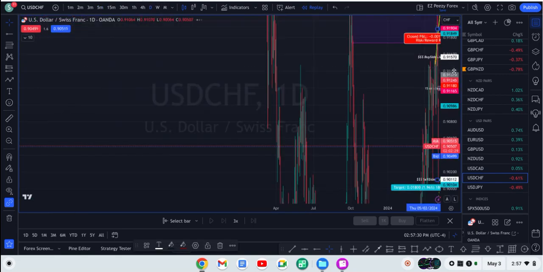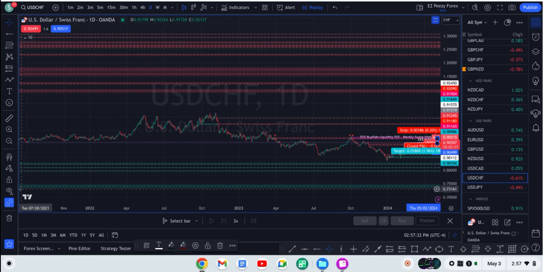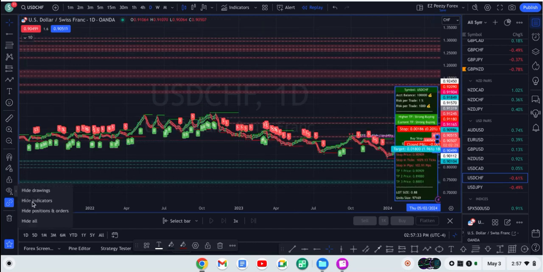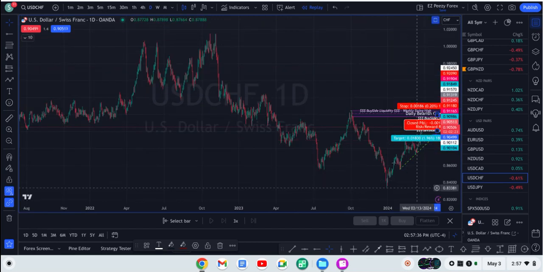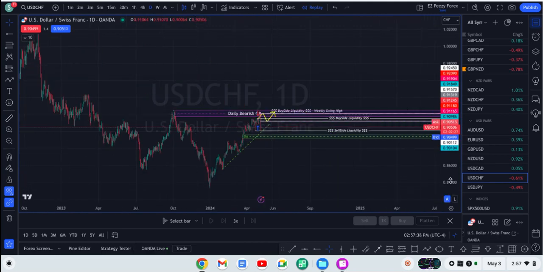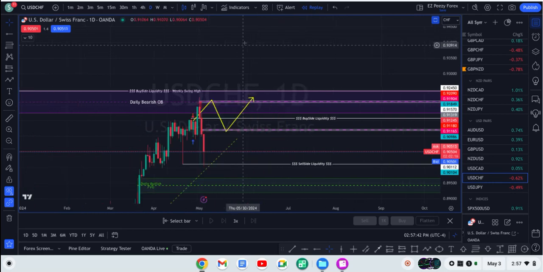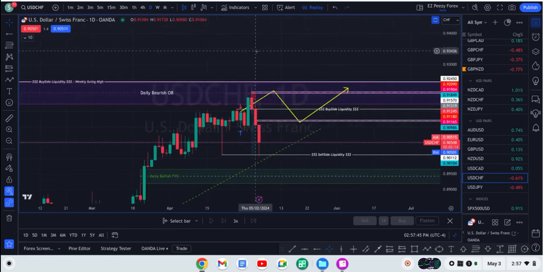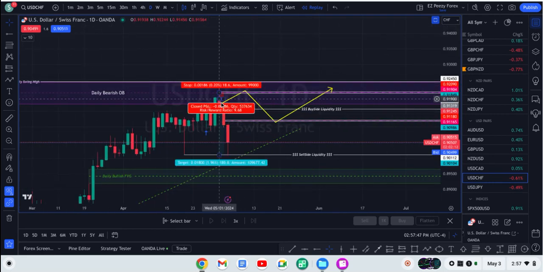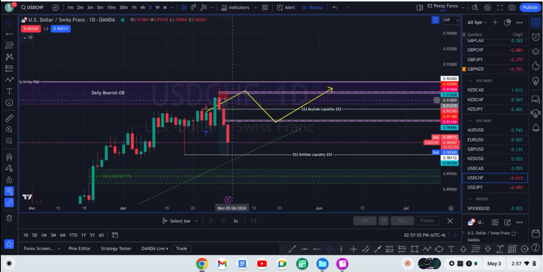Go back to the daily time frame. Let's hide the indicators because there's so many things going on. All right, there we go. Okay, yeah, so there it is. Here's that day. Yep, and here's the liquidity right here. Yep, there it is. So that's the one I wanted us to test out.